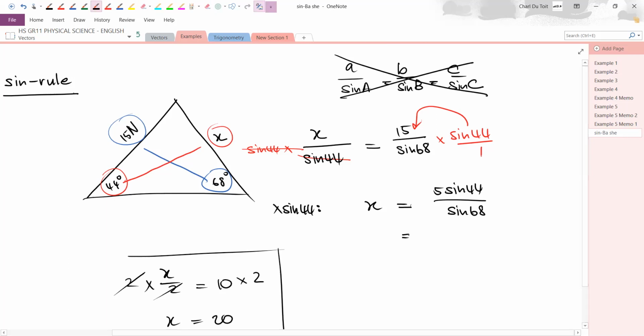And then we'll look at the answer to see if it's realistic. Is it 15, not 5? Somehow I deleted that 1. I get 11.24 if I use 2 decimals. See if you get that.